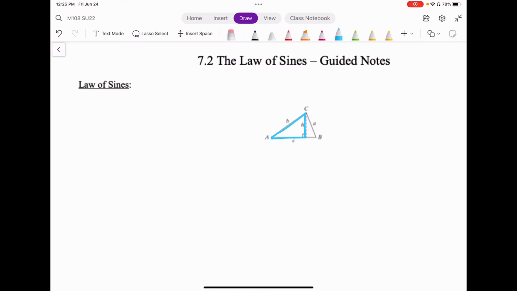That's a right triangle where the sine of A is H over B. Now let's look at the smaller triangle that's also a right triangle, and we can say that the sine of B is equal to H over A. Solving for that H value, we see that H is equal to both B sine A and A sine B.